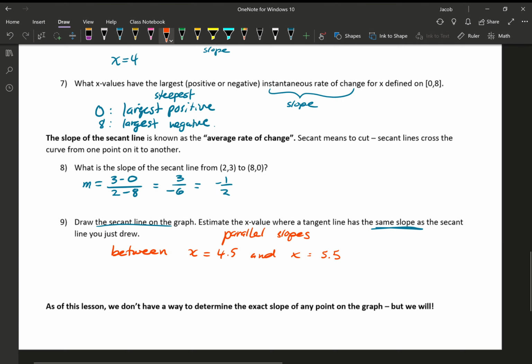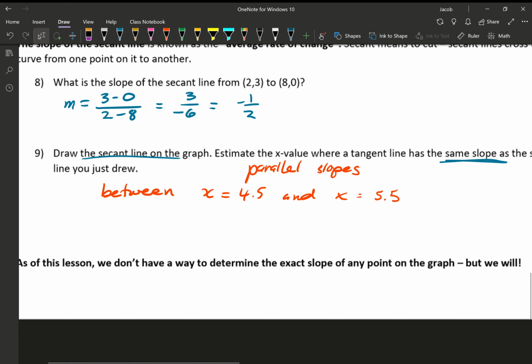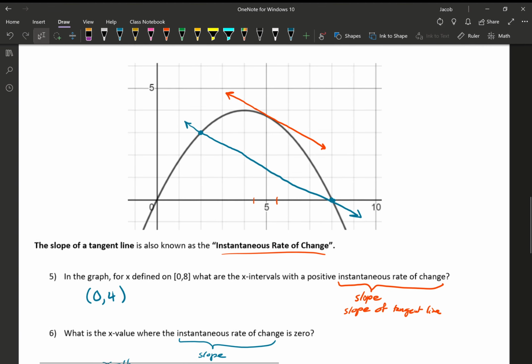Alright, so currently we don't have a way to determine the exact slope at any point on the graph. We are just learning how to reference tangent lines, but we will very soon with the next lesson.